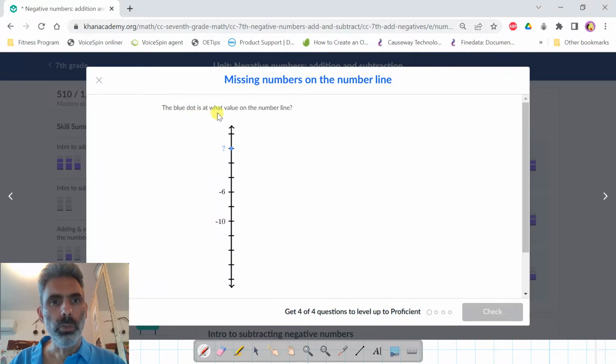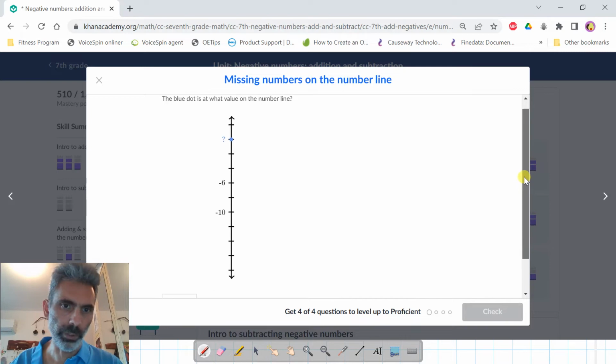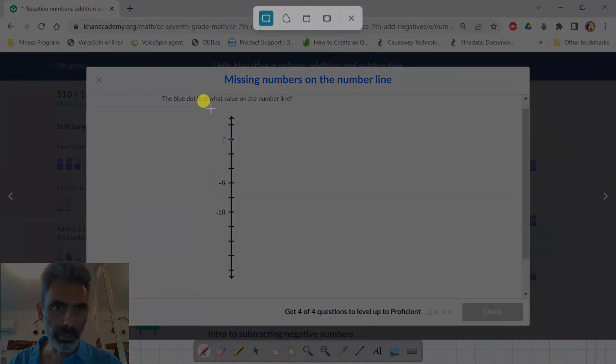The blue dot is at what value on the number line? Okay, so we need to figure out each hash mark. The distance from 6 to 10 is 4. So let me just copy this to the board.